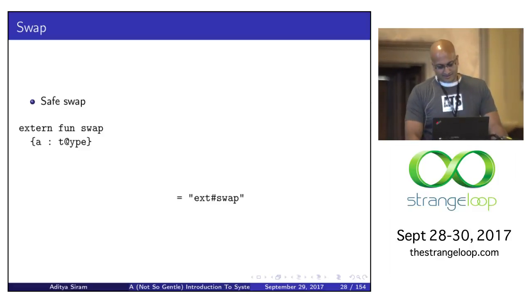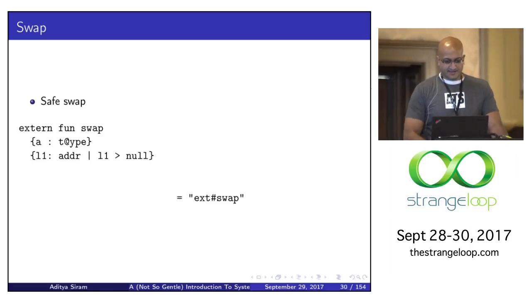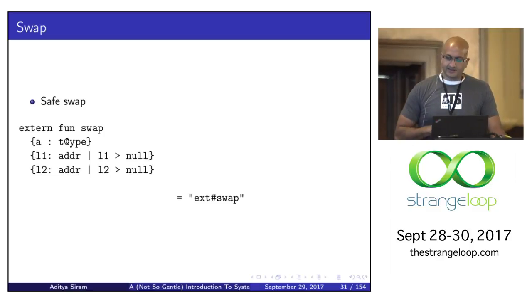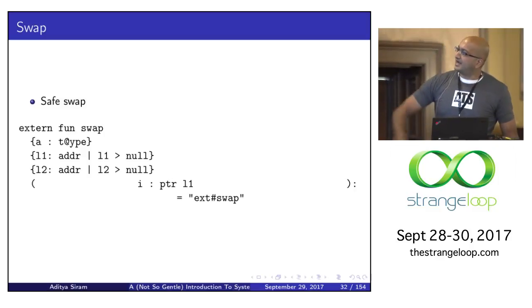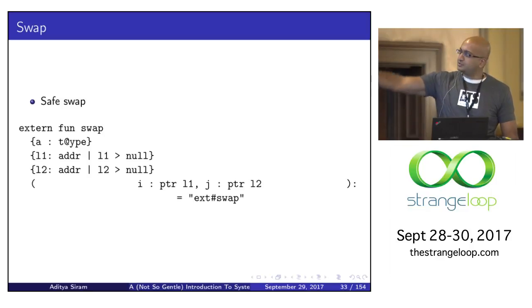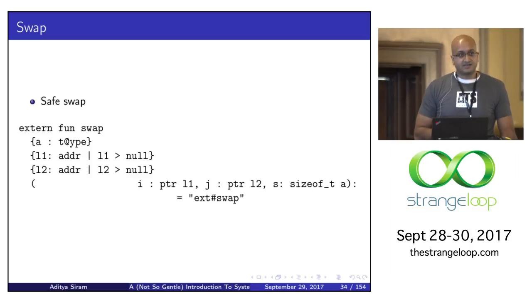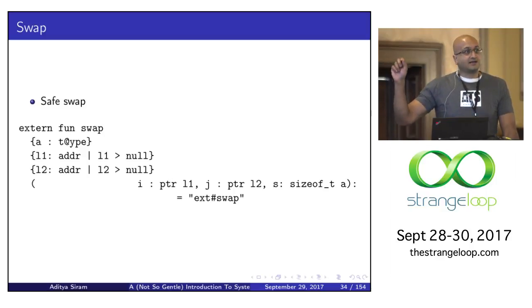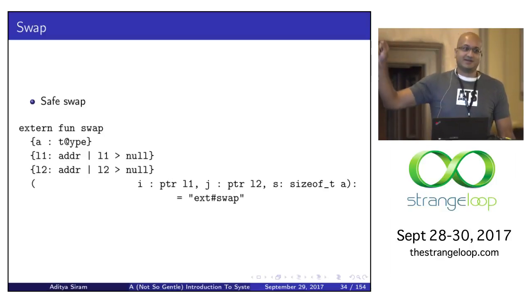Okay, so I'm passing in an address where the address has to be greater than null, another address where the address has to be greater than null. And now the actual arguments, right? I have an i, which is a pointer to a non-null address. I have a j, which is a pointer to a non-null address. I have the s, which is a size argument that takes this type, size_of_t, that is parameterized on the t at ype type that I just passed in, in order to be type safe about what kinds of types I'm generating. So I can't just pass in 5 as a size argument to the swap function.